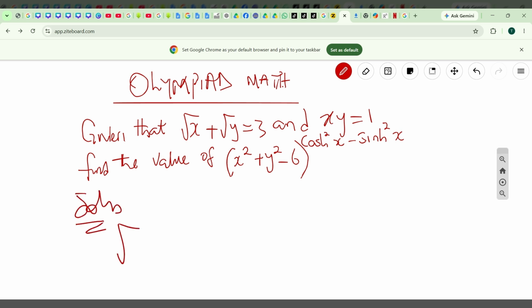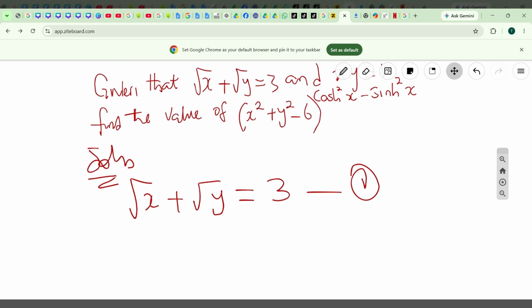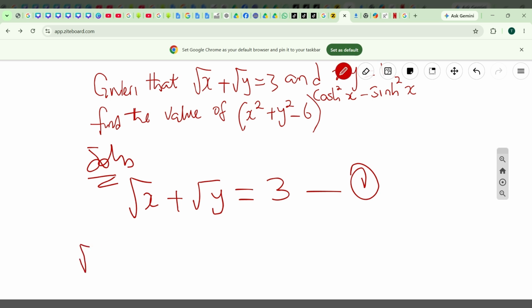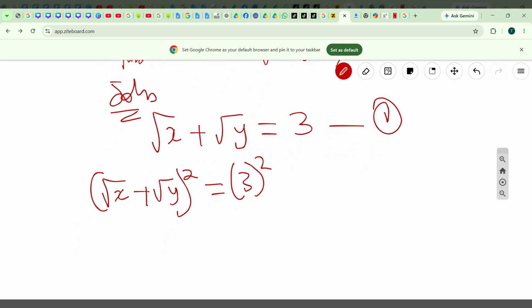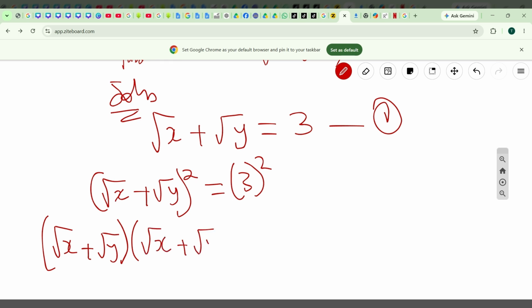We know that the square root of x plus the square root of y is equal to 3. Let's call that equation 1. If I square both sides, I have the square root of x plus the square root of y, all squared, equal to 3 to the power of 2. Squaring both sides simply means I have the square root of x plus the square root of y, multiplied by the square root of x plus the square root of y, equal to 9.